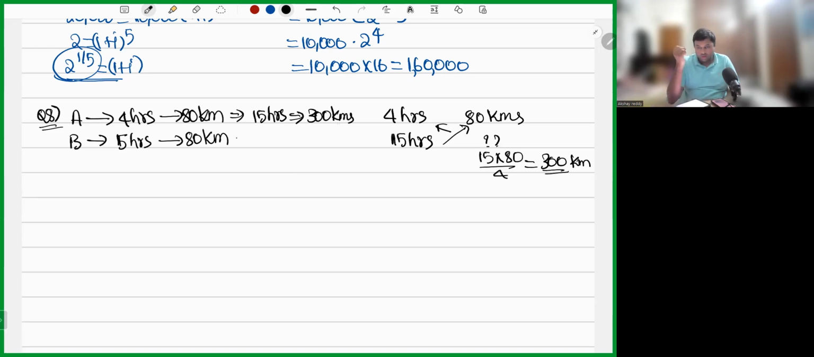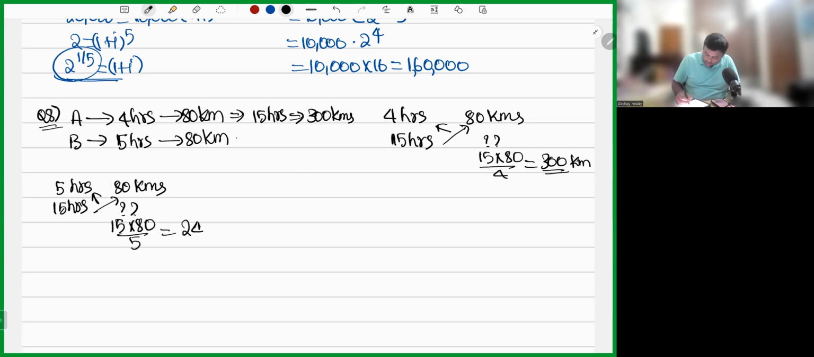What about B? What about our cutie pie B? Our cutie pie B, in 5 hours, covers 80 kilometers. Then obviously in 15 hours, how much will he cover? Simple cross multiplication, 15 into 80 by 5. What is 15 into 80 by 5? 240. So our cutie pie B, in 15 hours, will cover 240 kilometers. Means how much ahead is A when compared to B?